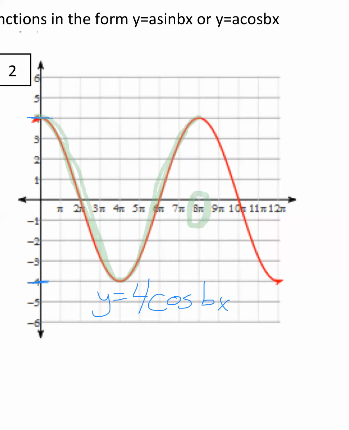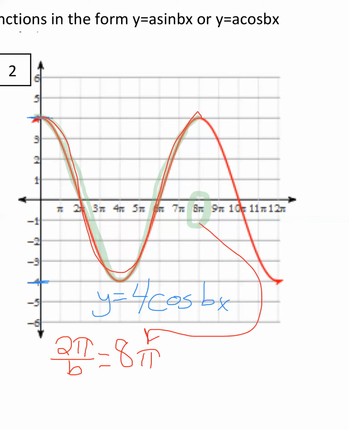So in order to figure out what goes in for b, this is what you're going to do. Let's do, okay, we can do red. All I have to do to figure out b is I do 2 pi divided by b and set it equal to whatever it took for me to complete one cycle. So in this case, that would be 8 pi. Okay, one full cycle happened in 8 pi. So that's the value that goes right there.